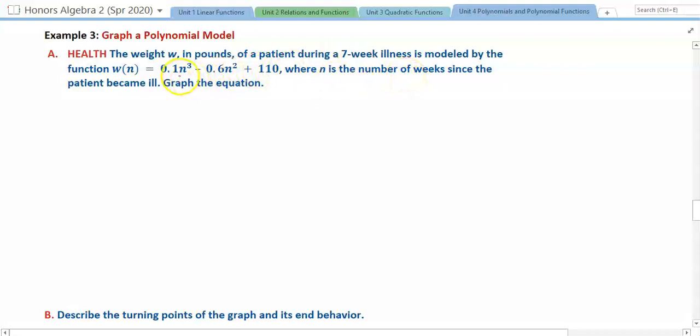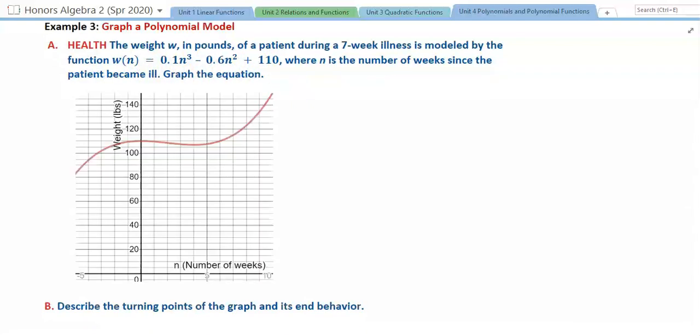And so again, this is a little bit more complicated of a case. It's not terribly complicated, but I would go to Desmos or go to your graphing calculator to get the idea of this graph. And so that's what I'm going to do here. And so here's our graph. And so we're looking for where n is the number of weeks since the patient became ill.